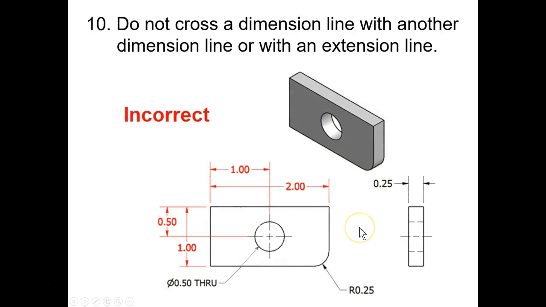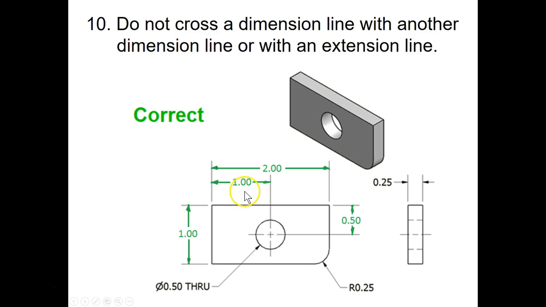10th rule, don't cross dimension lines with another dimension line or with an extension line. So these crossovers here and here are bad. Don't do that. That's why we start with the shortest measurements on the inside and work to the longest measurements on the outside.